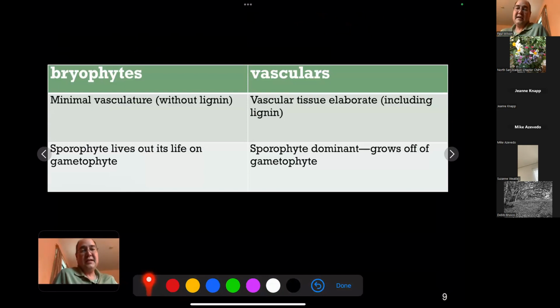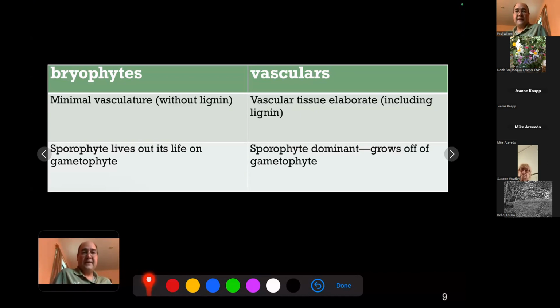So let's start a little table comparing bryophytes to vascular plants. Vascular plants have vascular tissue, and it's quite elaborate, at least it can be unless it's been reduced quite a bit. And that includes lignin, the thing that hardens vascular tissue that makes wood hard. Bryophytes have minimal vascular tissue, not none, but they don't have lignin, so their vascular tissue is not hard, and most bryophytes don't have much vascular tissue.